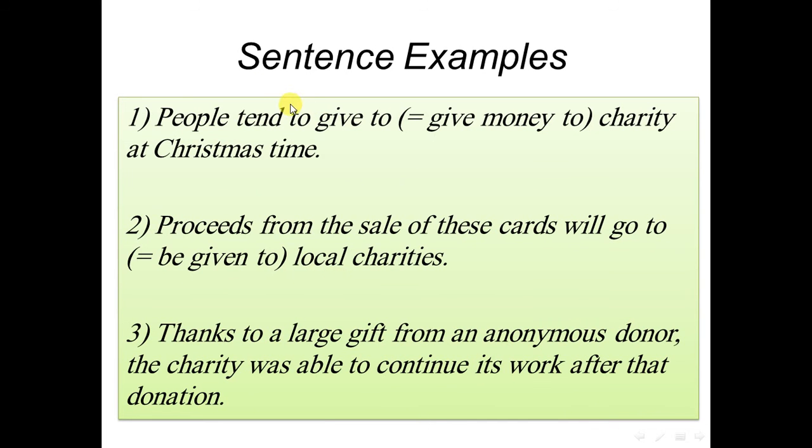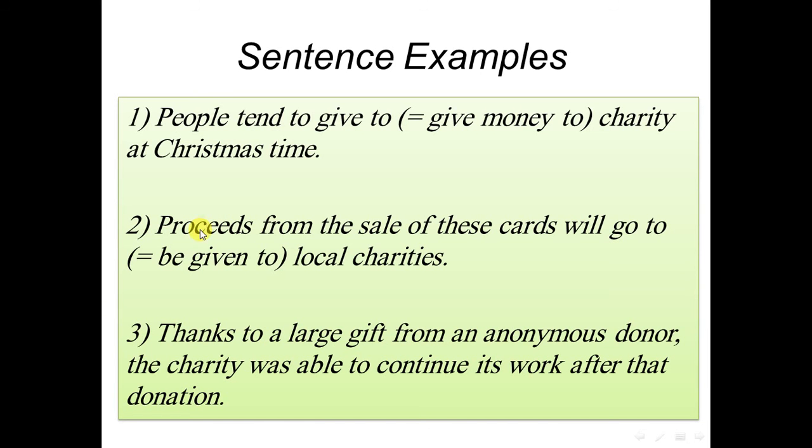Yeah. So here there are some sentence examples about this vocabulary. Let's read them together. Number one, people tend to give to charity, yeah, at Christmas time. Here it says at Christmas time, many people give money. They give money to the charities, and the money will be used to help other people, to help poor people in the country.